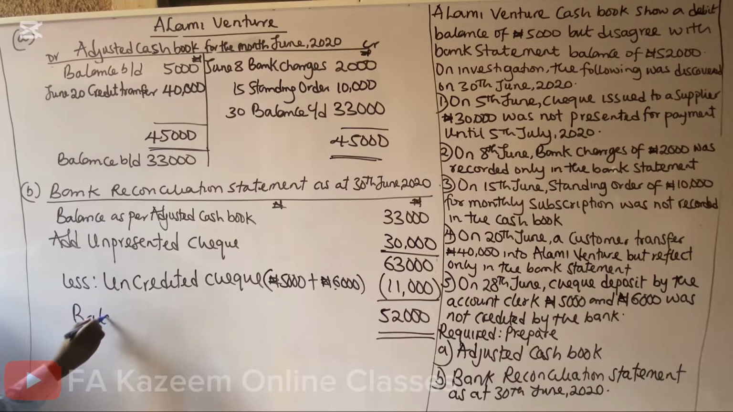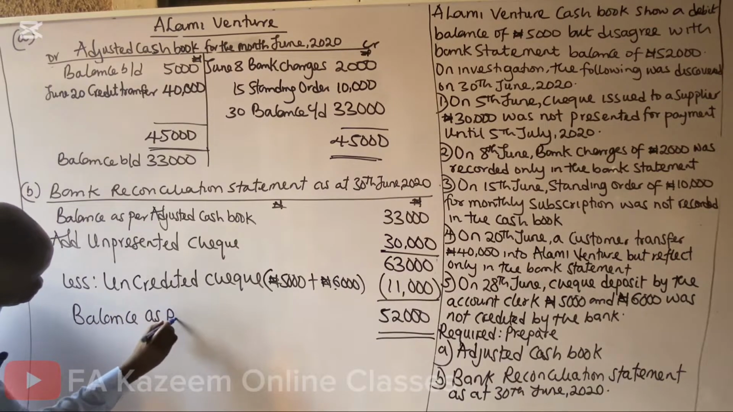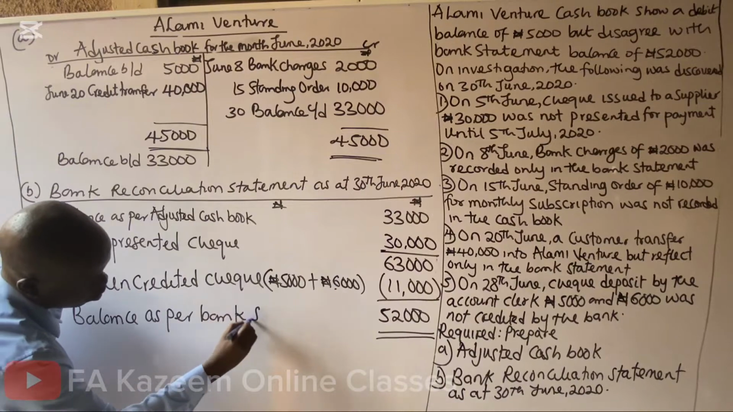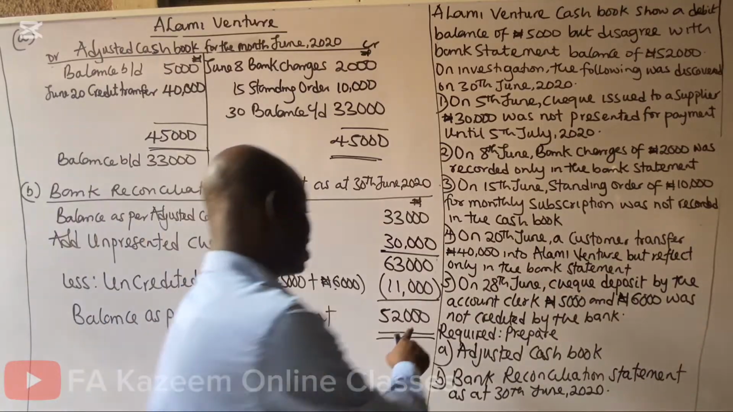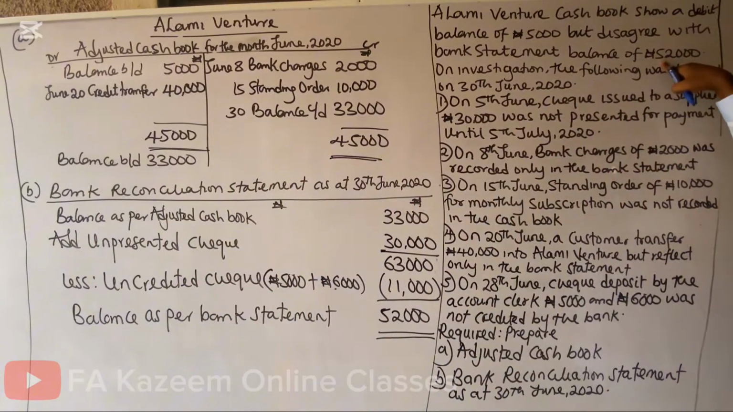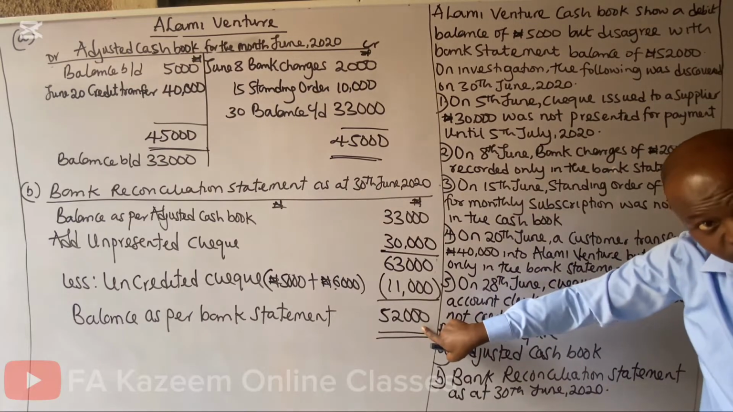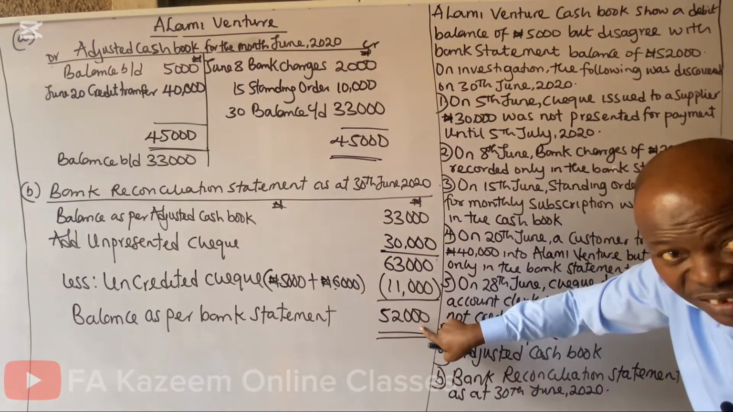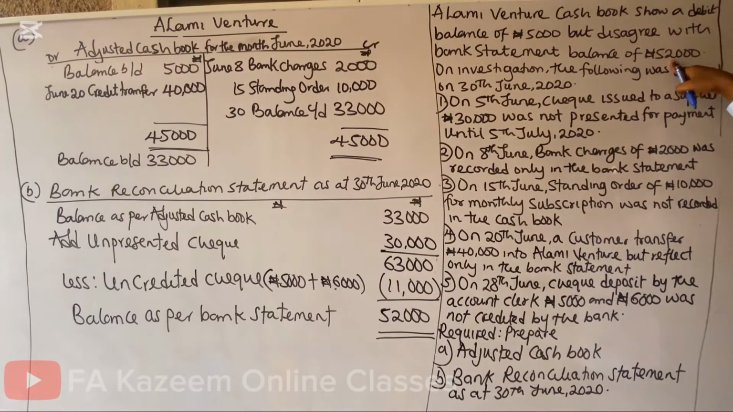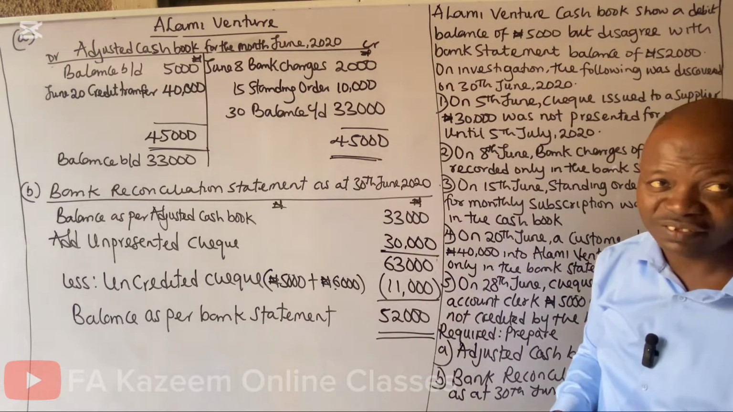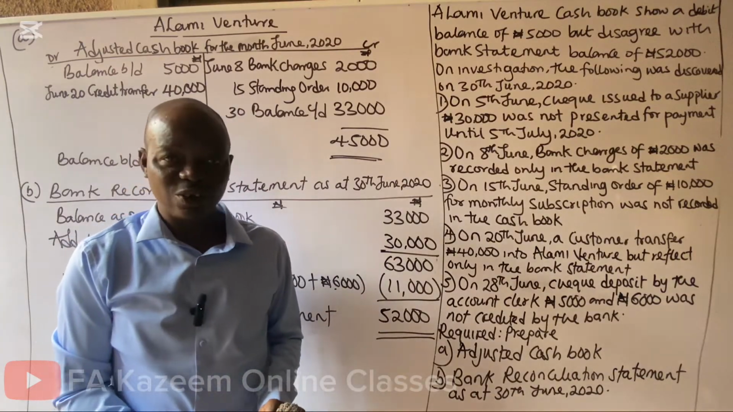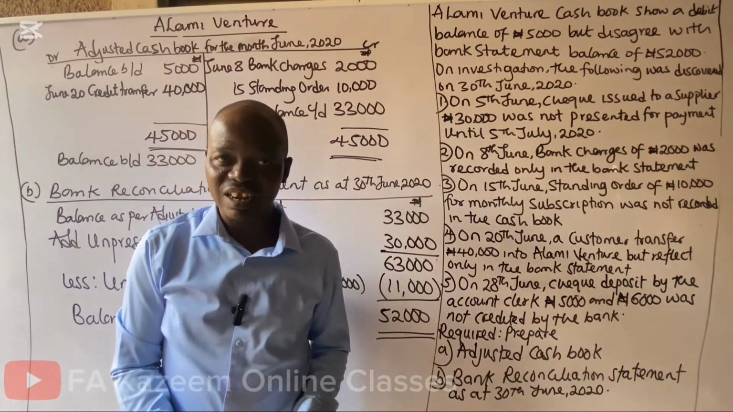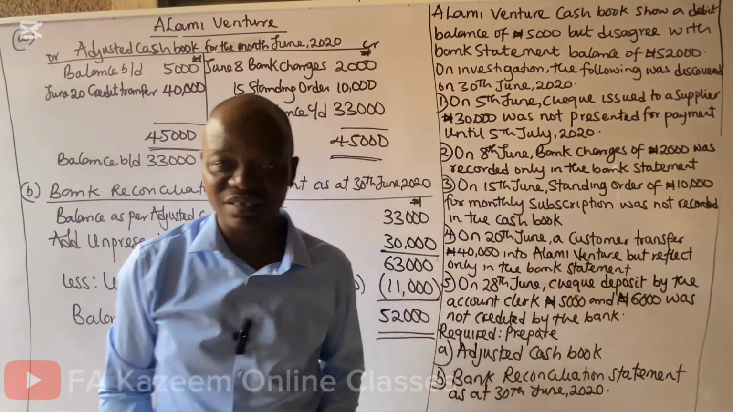What you arrive at is known as balance as per bank statement. Now, if our balance as per bank statement is 52,000, in the question it is 52,000, it shows you are correct. If the balance as per bank statement differs from the balance in the question, my advice is for you to detect where you made a mistake, or please move to another question in the exam hall. Thank you for this illustration. We'll be right back to give the last illustration on bank reconciliation statement.